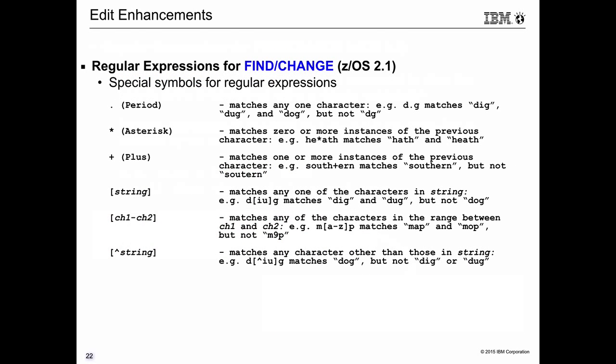Here's a chart that shows the symbols that we support for regular expressions. Pretty much the standard you would see in any implementation of regular expressions. A period matches any one character, an asterisk matches 0 or more instances of a character, plus matches 1 or more instances. A string of letters within brackets matches any one character that's in that string, and so forth. If you've used regular expressions before, this should be a very familiar syntax.